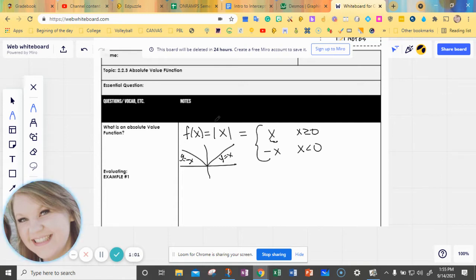So we're going to focus today on how do you solve an absolute value function? How do you solve an absolute value inequality? And then how do you break it apart and graph them based on the transformations that we just learned? So step one is to solve it.